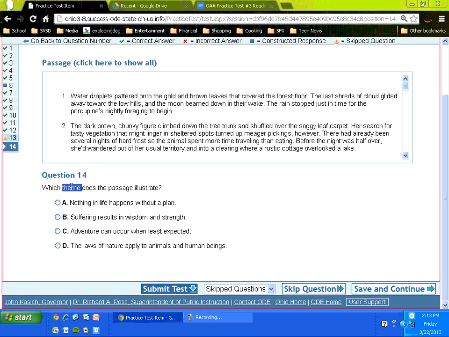All right. B, suffering results in wisdom and strength. Sarah, what's my key word in B? Nope. And by key word for a theme, I'm talking about the thematic concept, right? First one's about planning. What's the second one saying it's about? What's B saying it's about? Suffering, right? C, adventure can occur when least expected. Alexis, key word in C.